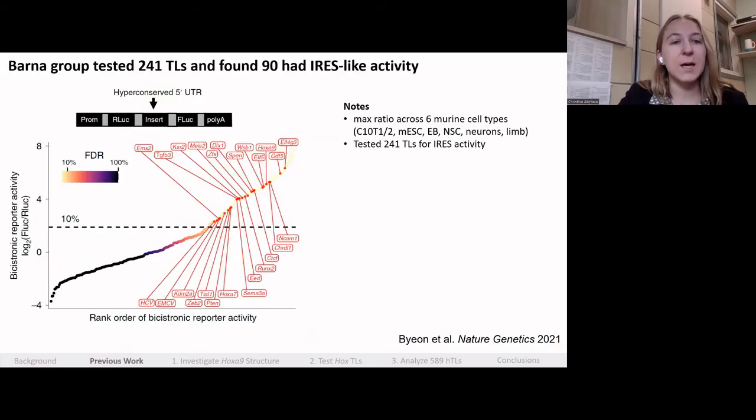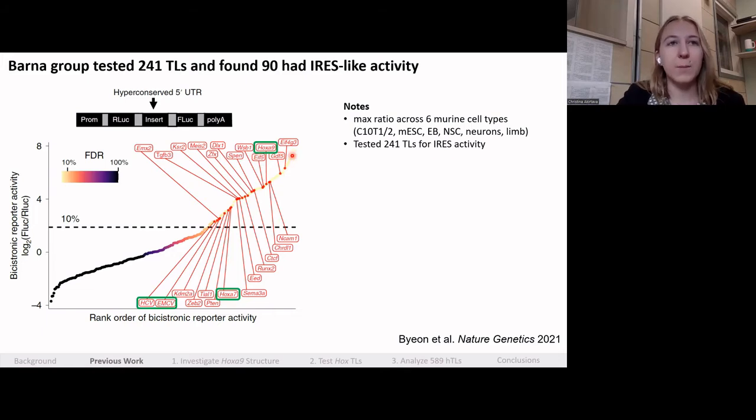The Barna group then tested over 200 of these hyperconserved elements using a bicistronic reporter assay in 6 different mouse cell types. So in the graph to the left are the transcript leaders ranked based on their bicistronic reporter activity. That's shown on the y-axis, and just the rank is on the x-axis. And just for reference, the 2 viral IRESes which were used as control are shown in this green box, as well as HOXA7 and the HOXA9 putative IRES.